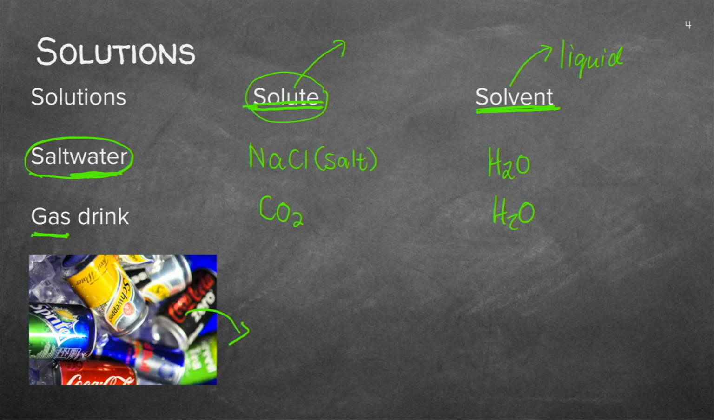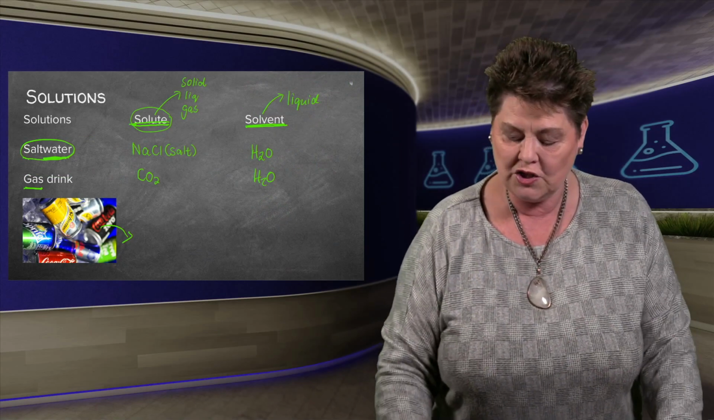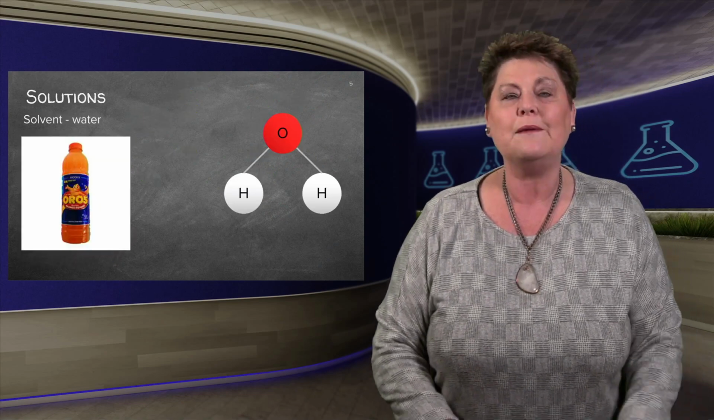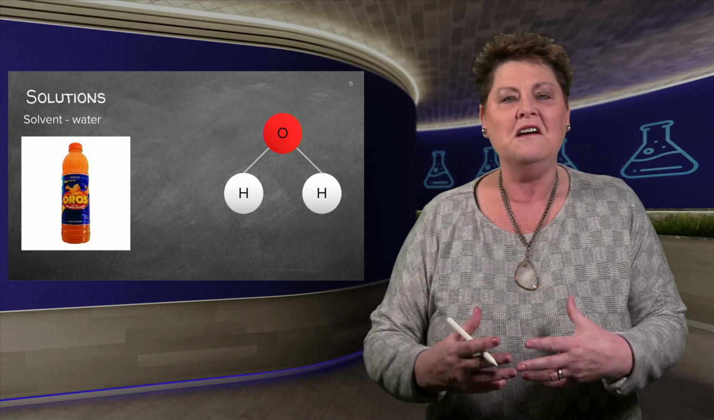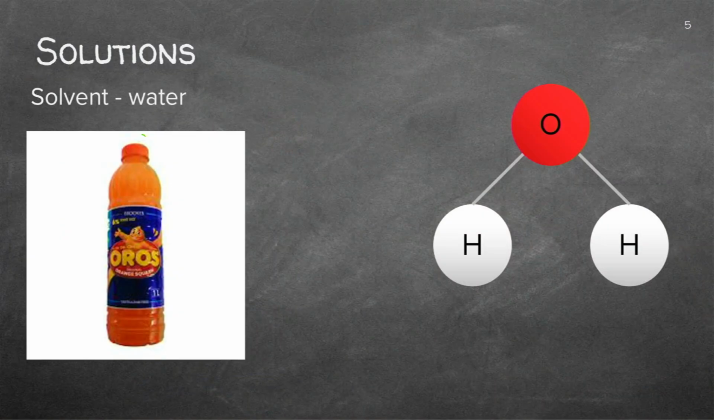And this can be, you can see here, it can be a solid, it can be another liquid, or it can be a gas. So interesting that you have to be able to distinguish those terms. Let's have a look at something all of us have been seeing somewhere in the house. I've got a bottle here of a drink that most of the houses will have, Oros.